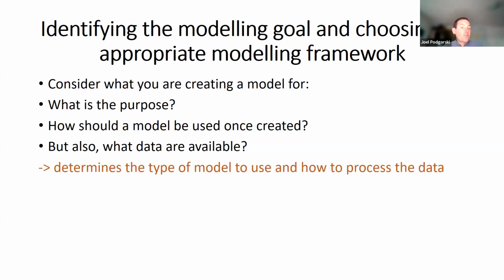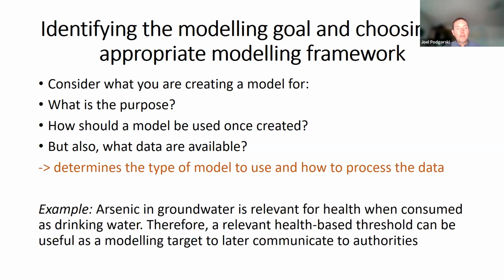All of these things determine the type of model to use and how to process the data. So it's important to be clear about this first before going to subsequent steps. Arsenic in groundwater, as an example, is relevant for health when consumed as drinking water. Therefore, a relevant health-based threshold can be useful as a modeling target to later communicate to authorities. Again, thinking about how this should be used after you've created it.